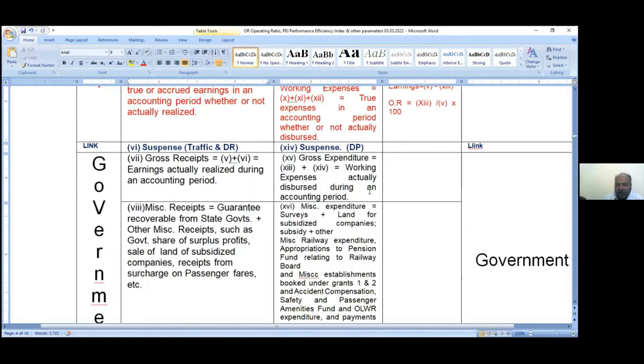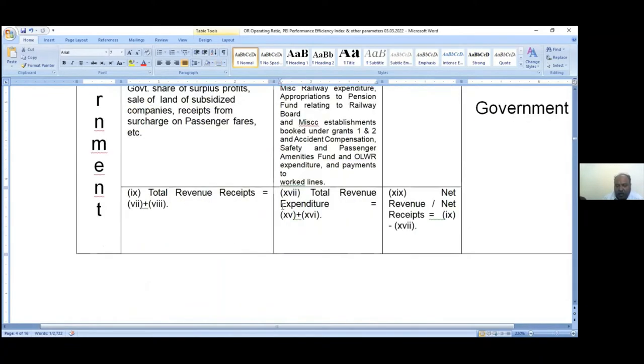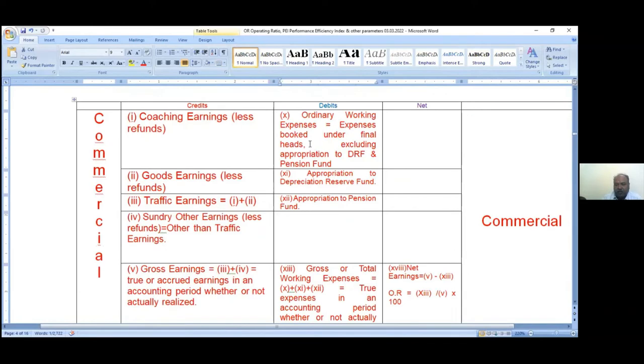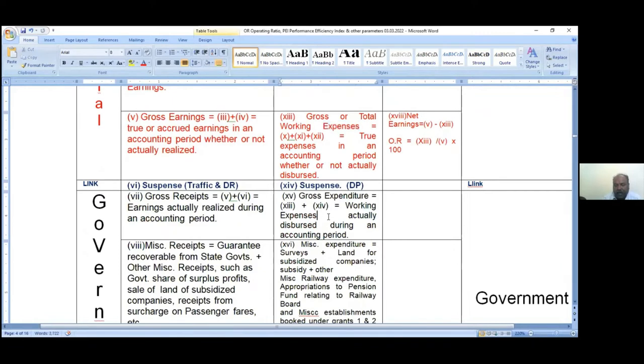Please remember, now we have entered the government accounts. Expenditure: gross expenditure, miscellaneous expenditure, and total revenue expenditure. This is a revenue account, not a capital account. If you check the commercial accounts, instead of expenditure, the word used is expenses. So if we add suspense to gross working expense, it is gross expenditure.